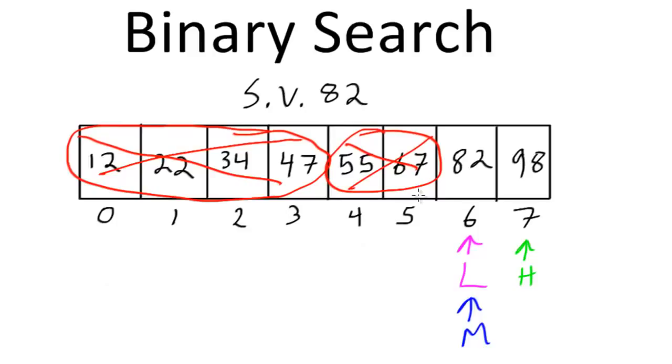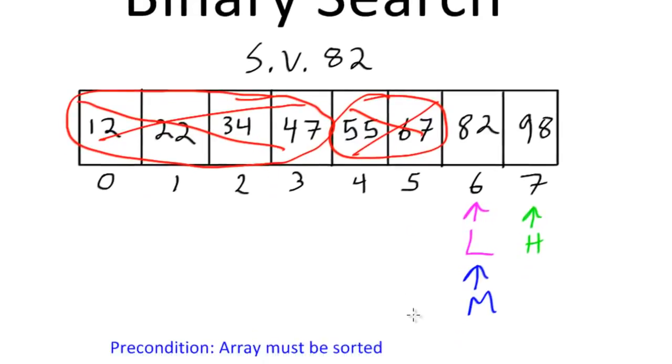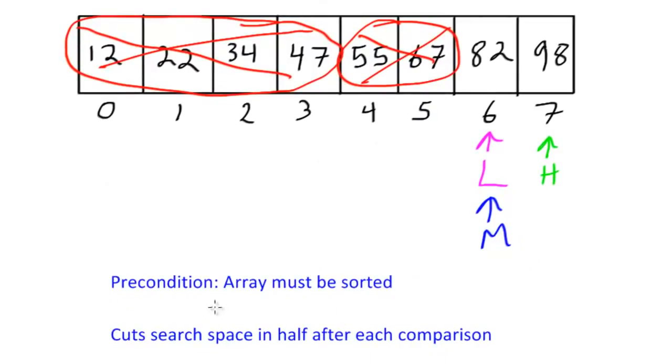So this is really powerful in terms of the way that binary search works. And let's remember, just to emphasize some of the main points, that we do have this precondition that the array must be sorted. And the other thing is it cuts the search space in half after every single comparison, which is huge.